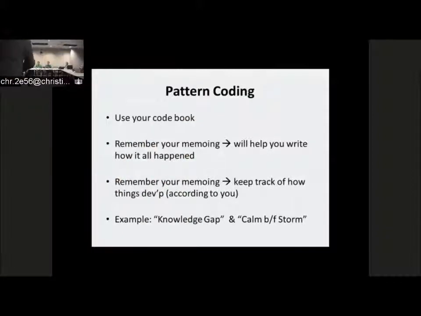Use your code book. When you start making a coding scheme in the code book, look at those definitions of those codes. Wait, the definition of this is very similar to the definition of this code. Maybe they're very similar, or maybe they're the same thing. Then you can start to see, oh wait, these might be connected. Let me go through. Remember your memoing. It'll help you write how things happened, what things you saw, and keep track of how they developed according to you. Remember, you are the tool, along with your partners in crime.